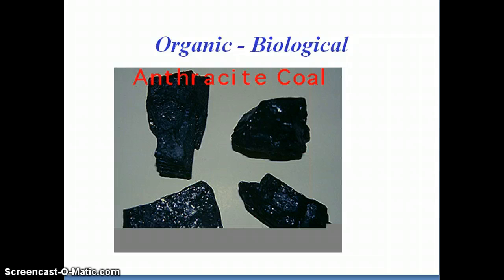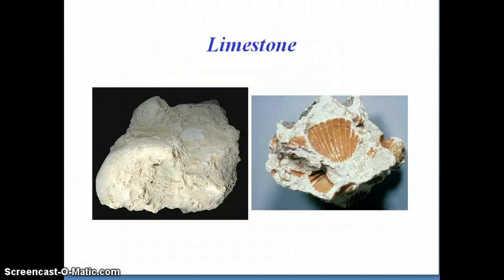A special kind of sedimentary rock is called an organic biological, and this is coal. Coal is created from organic material that's been hardened over time.